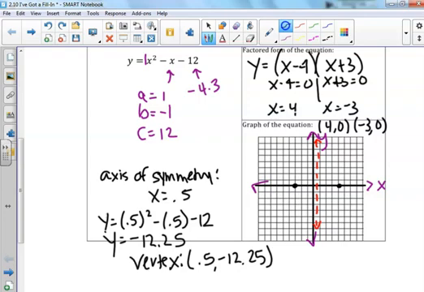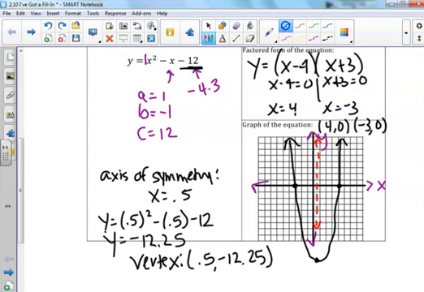Now that'll be off my grid, but I'm just going to estimate that's 2, 4, 6, 8, 9, 10, 11, 12, approximately down here. Okay, so now, and we also know that this c value, which is -12, will be our y-intercept, which will be somewhere up here. So let's just connect our parabola. A is positive, so we will be facing up. So number 1 is done. We have factored it and graphed it.